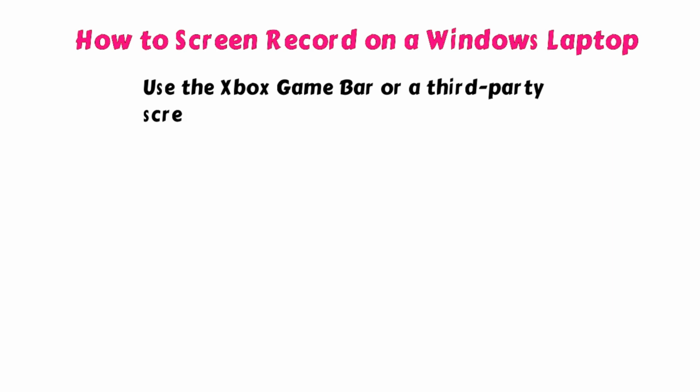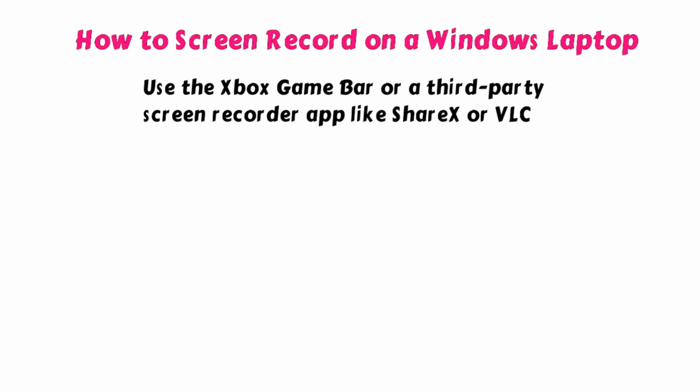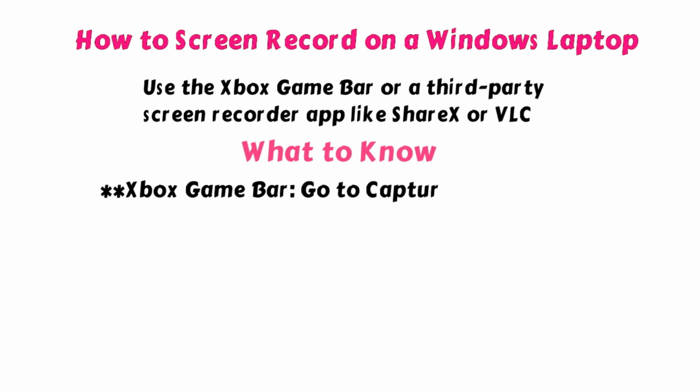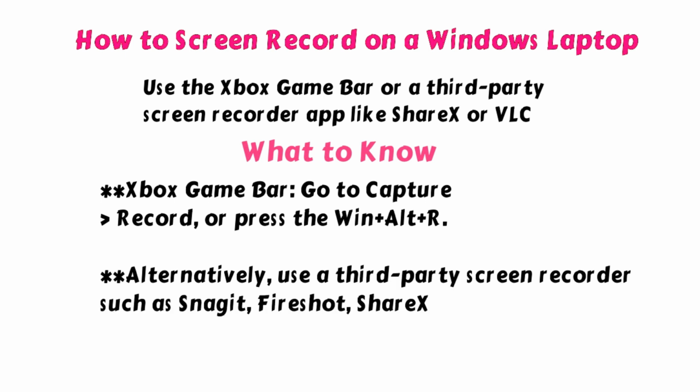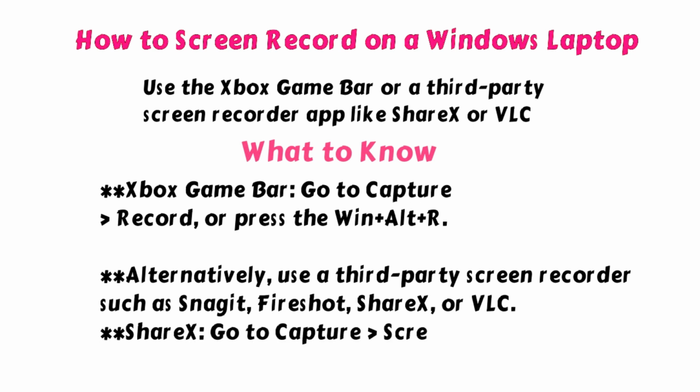How to screen record on a Windows laptop. Use the Xbox Game Bar or a third-party screen recorder app like ShareX or VLC. What to know? Xbox Game Bar: go to Capture, Record, or press Win plus Alt plus R. Alternatively, use a third-party screen recorder such as Snagit, Fireshot, ShareX, or VLC. ShareX: go to Capture, Screen Recording.